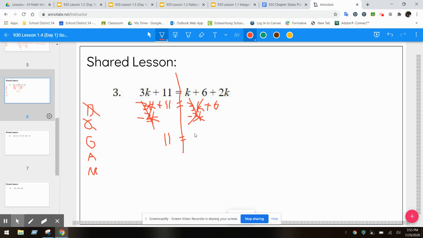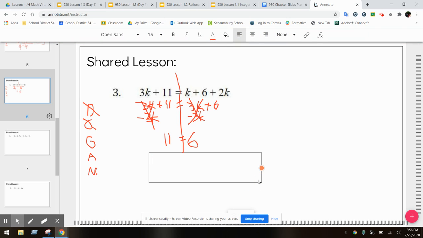equals 6. What? Is that even possible? The variables are gone, which means they are the same on both sides and they completely cancel each other out. So really what I'm left with is a number sentence that says 11 equals 6, and that's not true. So if it's not a true statement, we write the following for our answer. We're going to write no real numbers or no solution.